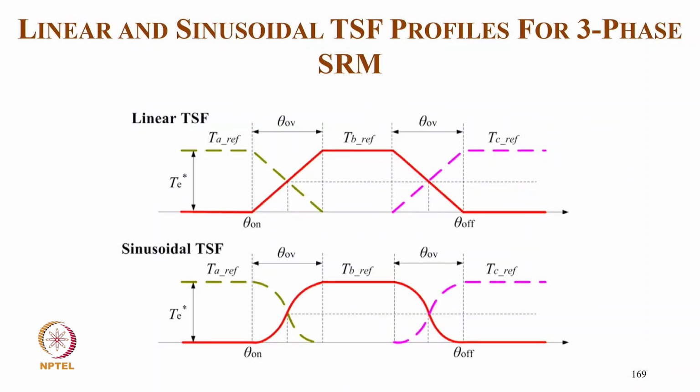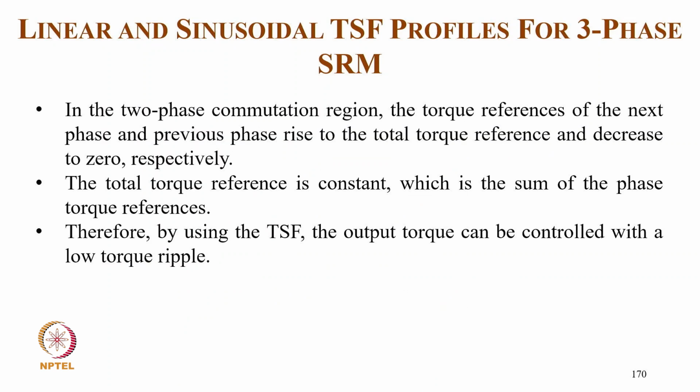And this is typically how the linear torque sharing function looks, for A phase, B phase and C phase with different colors, and how the sinusoidal torque sharing function looks, with the different angles here. In the 2-phase commutation region, the torque references of the next phase and previous phase rise to the total torque reference and decrease to 0 respectively. The total torque reference is constant, which is the sum of the phase torque references. Therefore, by using the TSF, the output torque can be controlled with a low torque ripple.